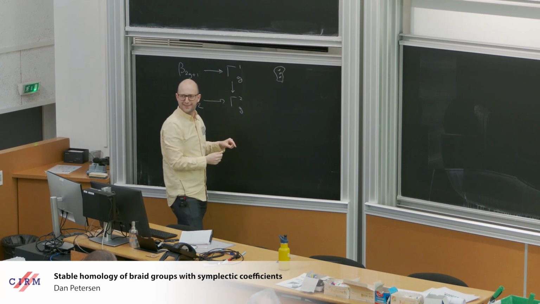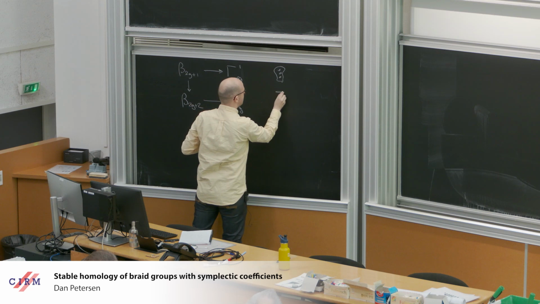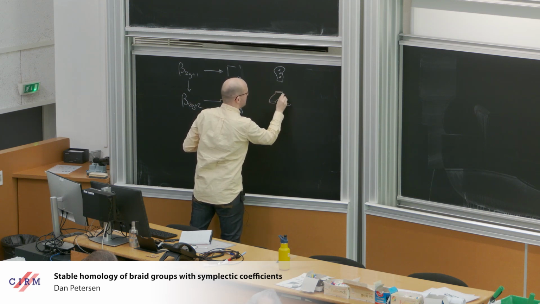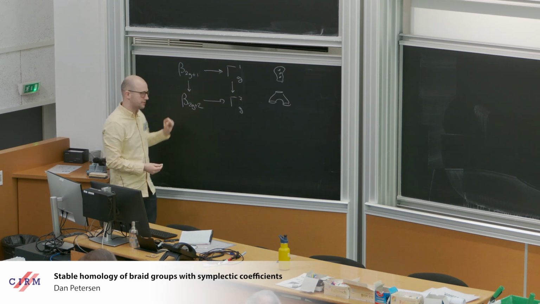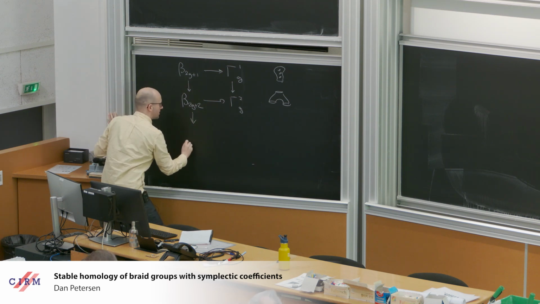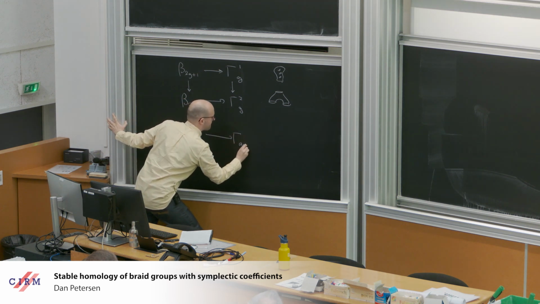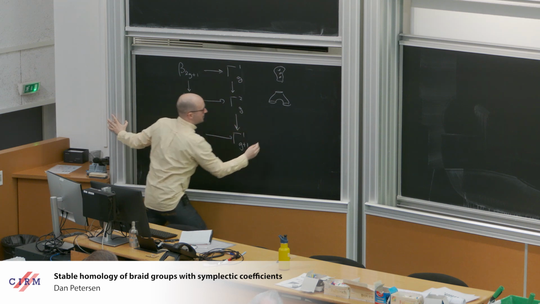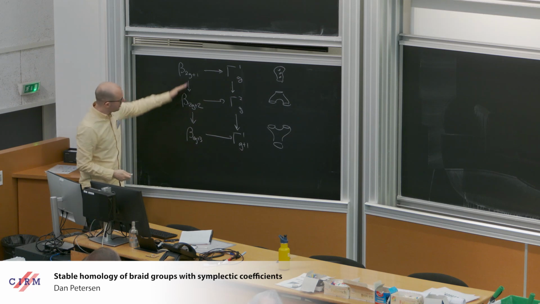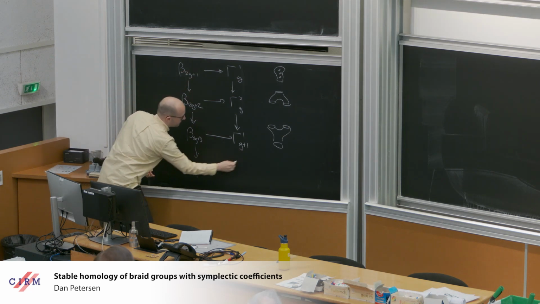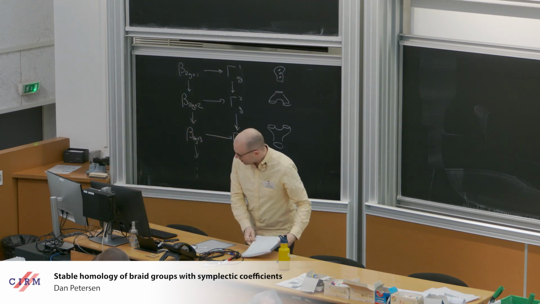Is this too tiny? I think it is. But anyway, I start from this genus g surface. I glue on a pair of pants, and I get a surface of the same genus, but now with two boundaries. And I can continue this diagram. And here I glue on a pair of pants in the opposite direction. And this goes on.